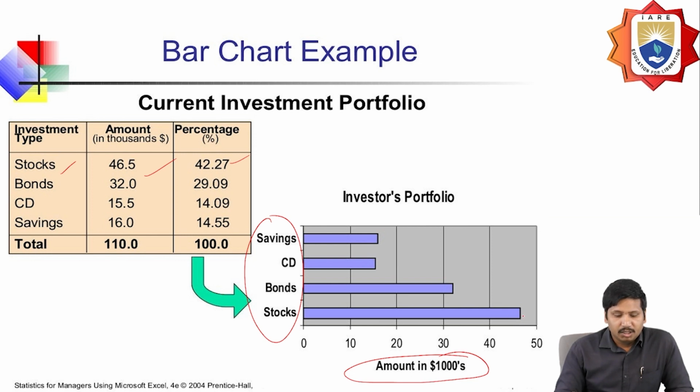So the percentage of stocks, the percentage of bonds, the percentage of CD, and then savings. We are going to do that. The amount of dollars is on the y-axis, and the investment types on the x-axis. This should be the column chart, the bar chart.